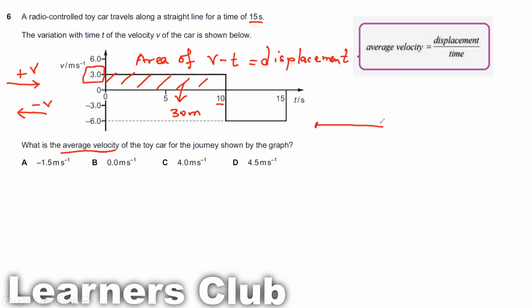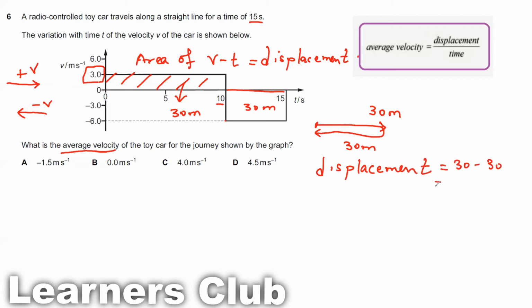The radio-controlled car is moving by 30 meters. Now this is for the next 5 seconds. It's moving with a speed of 6, so 6 into 5, 30 meters. It's minus 30 because it's returning back by 30 meters. So it moved forward by 30 meters, and it returned backwards by 30 meters. That means it has come back to its initial position. That means the displacement here is 0. 30 minus 30 is 0.